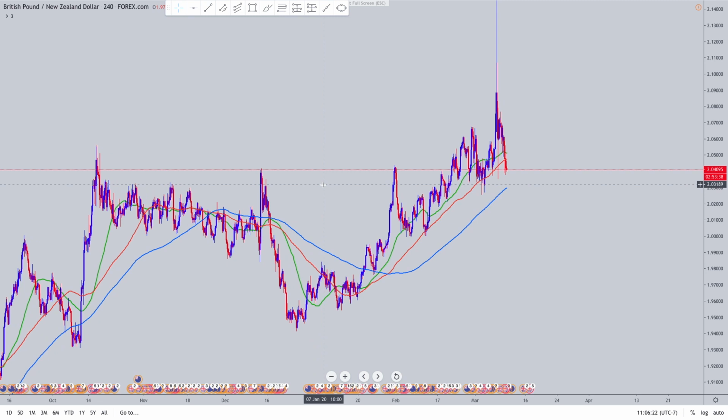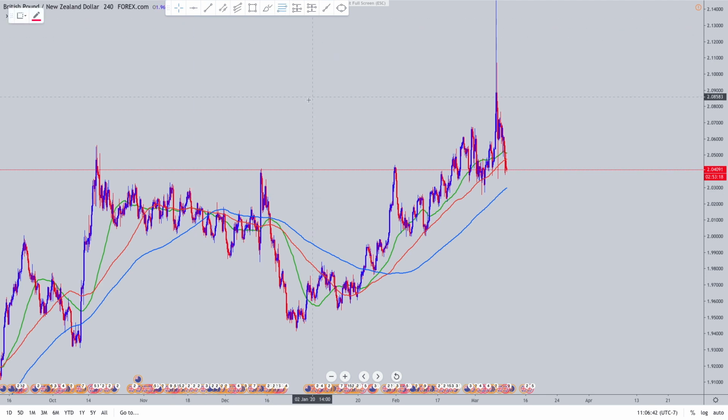One thing I just want to note before going forward, in a ranging market such as this, Fibonacci doesn't have a whole lot of use. There's really no reason to use Fibonacci if a market is ranging or consolidating. It's really for trends, trading trends.